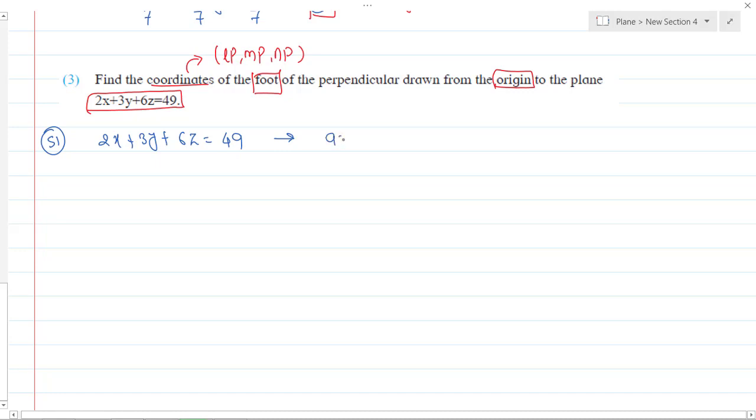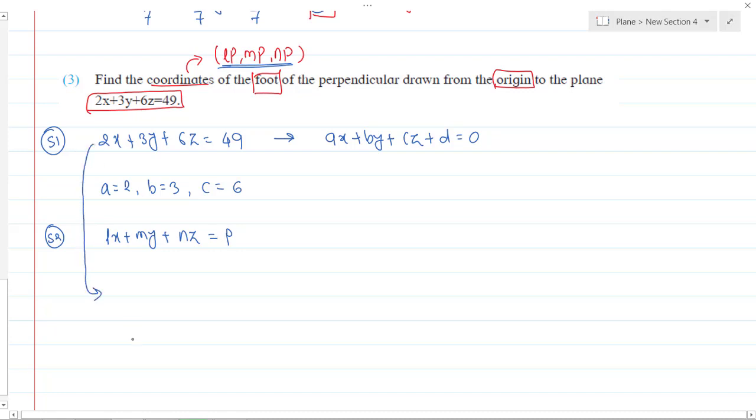Compare this with ax plus by plus cz plus d is equal to 0. So what you will get? A is equal to 2, b is equal to 3, and c is equal to 6. Perfect. Now we have to convert this into the Lx plus My plus Nz form, Lx plus My plus Nz is equal to P. Why? Because we want to find out the values of LP, MP, and NP. So from this you will get L and you will get P. Now how do we convert the first equation into the Lx plus My plus Nz form?